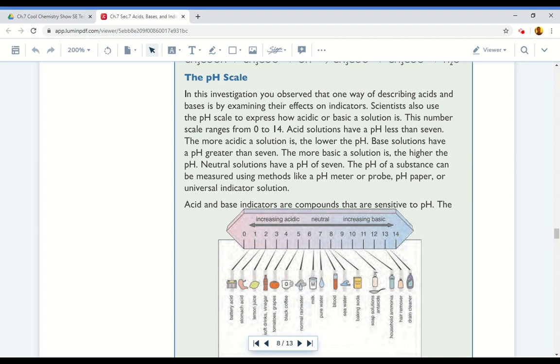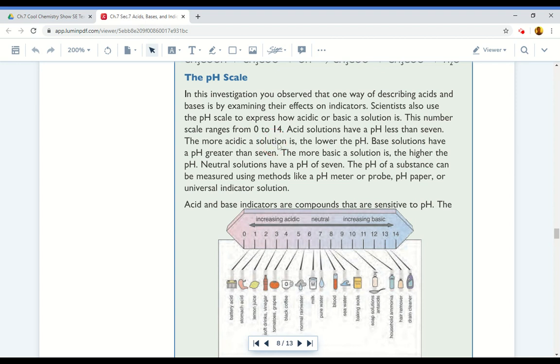This number scale ranges from 0 to 14. So there's your 0, there's your 7 for neutral, there's your 14 for basic. Looks like the indicator is blue for basic and red for acid. Acid solutions have a pH of less than 7. Okay, so once you start going less than 7, that would be considered an acid solution.